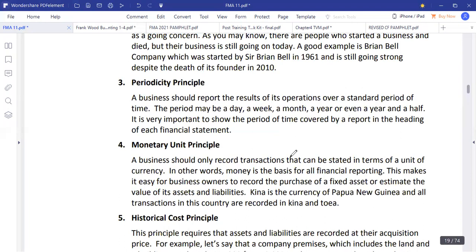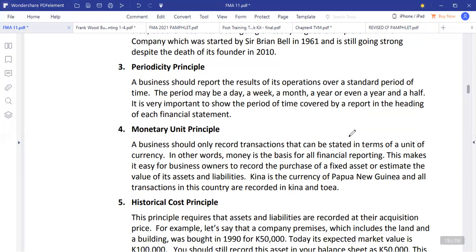We also have what we call the monetary unit principle, which simply asserts that a business should only record transactions stated in units of currency, kwacha, dollars. In other words, money is the basis for financial reporting, not in terms of gold or goats or what. We need to use money as principle.